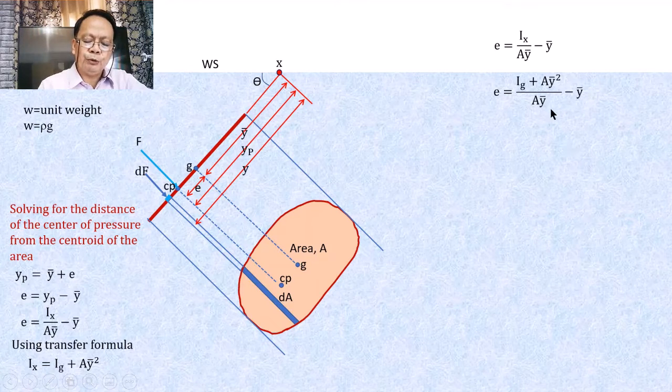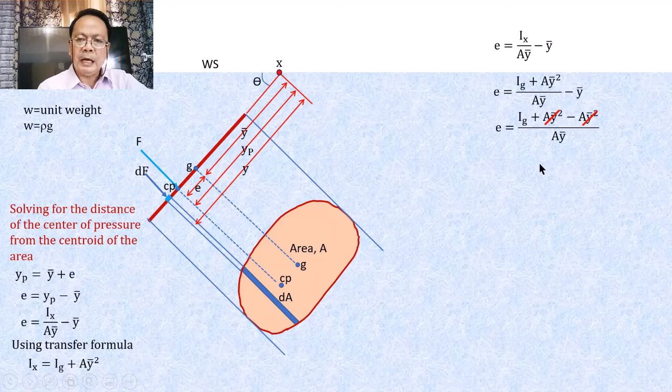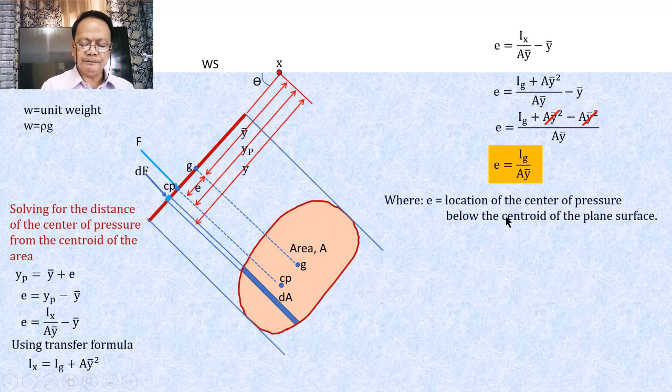Now, if you simplify by getting the least common denominator of A bar y, we shall have I sub G plus the quantity A bar y squared minus A bar y squared, and you will notice that these two quantities cancel. What will be left is the distance E equal to I sub G over A bar y. In this formula, we define E as the location of the center of pressure below the centroid of the plane surface.